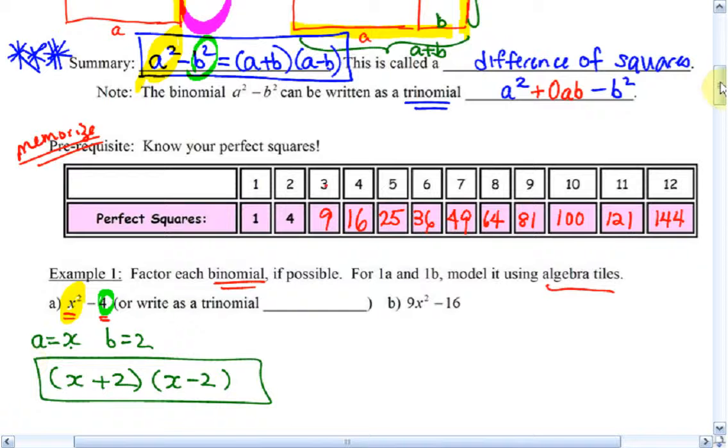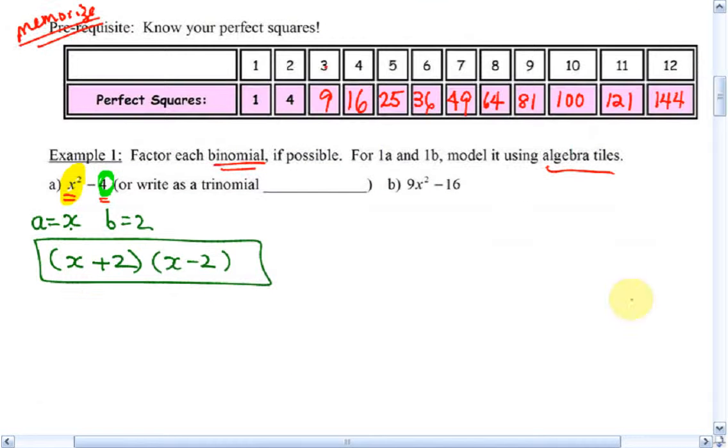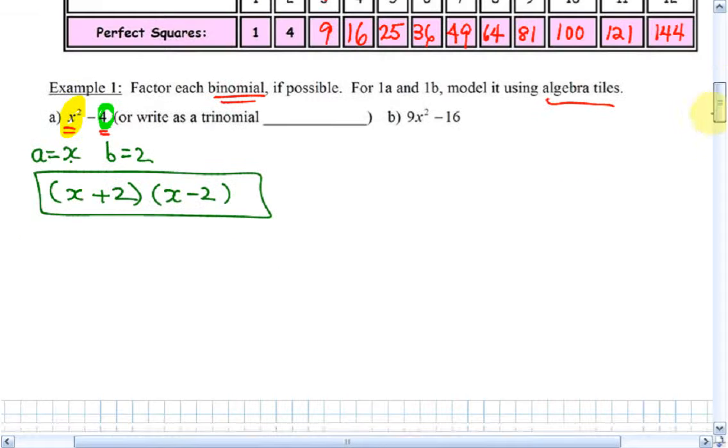Now, ladies and gentlemen, let me try to show this to you visually too. Okay? So I'd like you to actually draw this in your notes as well. We're going to do some algebra tiles. Okay? So draw the little bar. Let's do this by algebra tiles. I want you to see this to understand this.